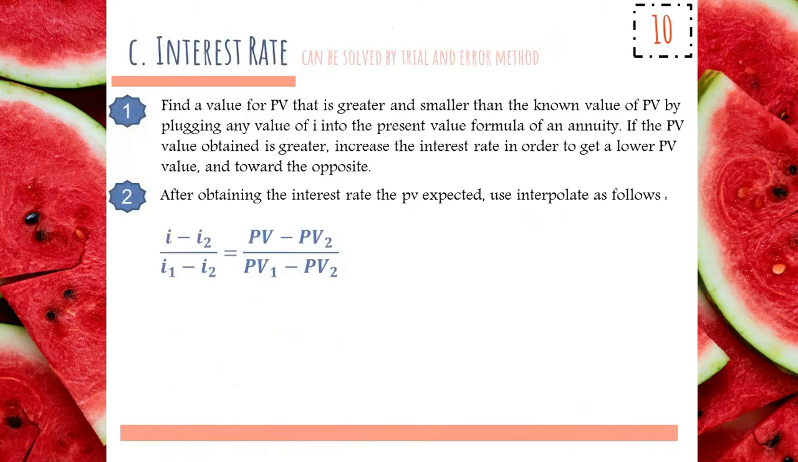C is the interest rate. Same as the ordinary annuity, it can be solved by the trial and error method. The first step is to find a PV value that is greater and a PV value that is smaller than the known PV, by plugging any value of i into the present value formula of an annuity. If the PV value obtained is greater, increase the interest rate in order to get a lower PV value, and vice versa. The next step, after obtaining the interest rates and PVs, is to use interpolation as follows: i minus i2 divided by i1 minus i2 equals PV minus PV2 divided by PV1 minus PV2.